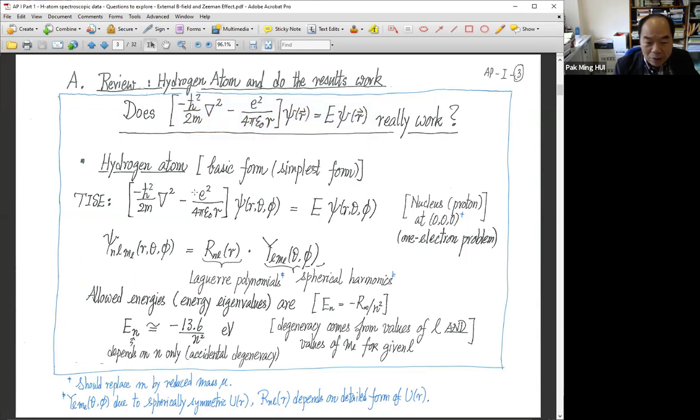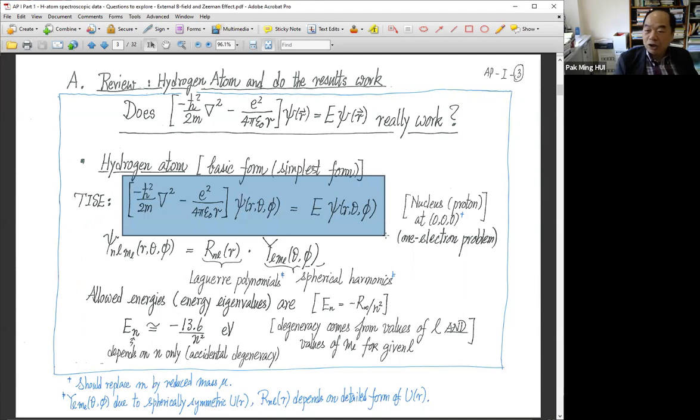On the way, I would like to remind you what the problem was and then what the solution is. The hydrogen atom in the most basic form, meaning no spin-orbit interaction, no external field, nothing. This is the bare, or the 99%, hydrogen atom problem.